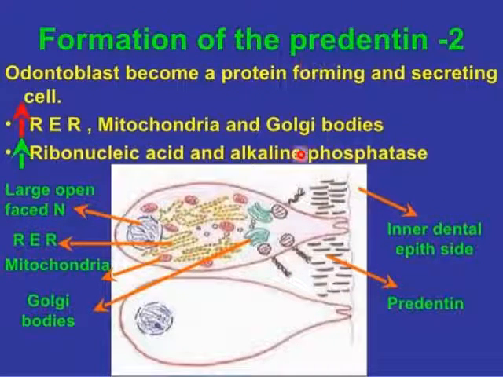Formation of predentin. This diagram shows the odontoblast during secretion of predentin. This is the nucleus toward the pulp, as we said, basally located. And these are the organelles: rough endoplasmic reticulum, Golgi apparatus, and mitochondria, well defined and seen ultrastructurally under the electron microscope. This indicates that these cells are protein secretory cells.